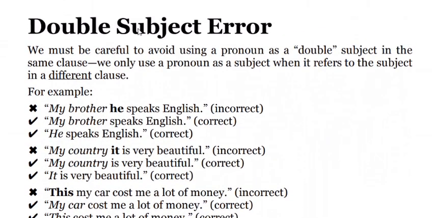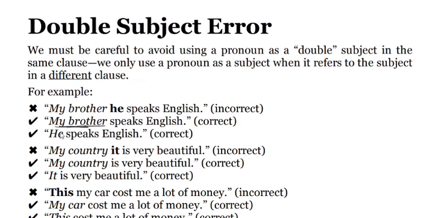No, we must be careful to avoid using a pronoun as a double subject in the same clause. We only use a pronoun as a subject when it refers to the subject in a different clause. For example, "My brother, he speaks English." Incorrect. Because "My brother speaks English." We don't need to put "he." "He speaks English." Okay. If we use a third person subject, then we don't need to use "my brother."